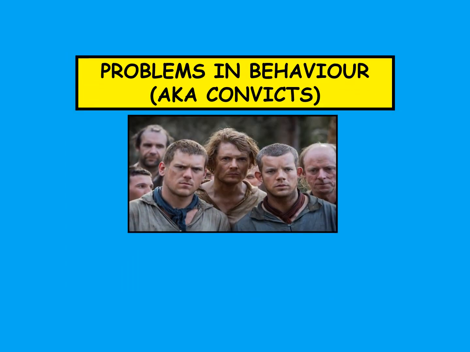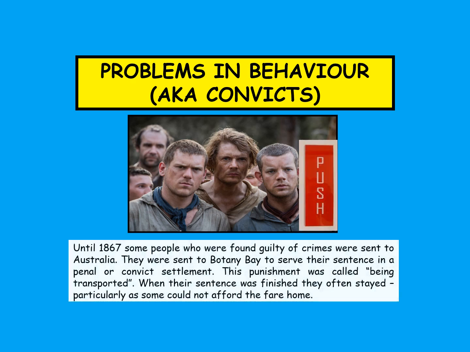So we already talked about this idea of convicts and prisoners just briefly right at the start of the presentation. So one of the key push factors was if you were a behaviour problem. Anybody that was found guilty of a crime up till 1867 was sent to Australia, to a place called Botany Bay, where they would serve out their punishment in this convict settlement. It was called being transported.